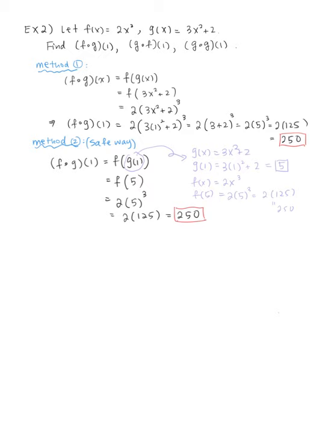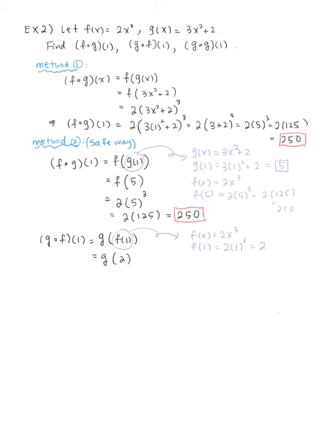So here, let's go with g of f of 1. Again, we're going to do this the safe way. So here, let me rewrite g of f of 1. All right, now as a side work, first compute your f of 1. Our f of x is 2x to the third. So that means f of 1 is 2 times 1 to the third, which is just 2. So I'm going to replace our f of 1 now with 2.